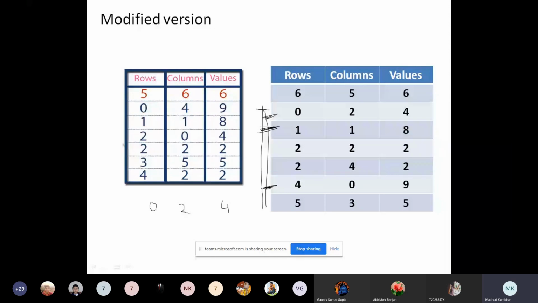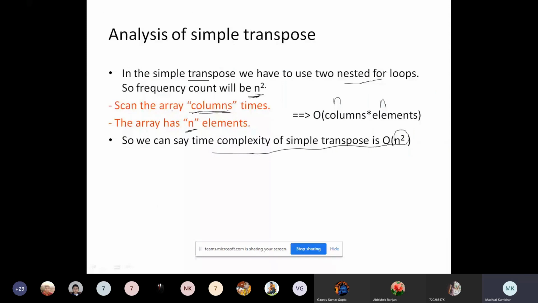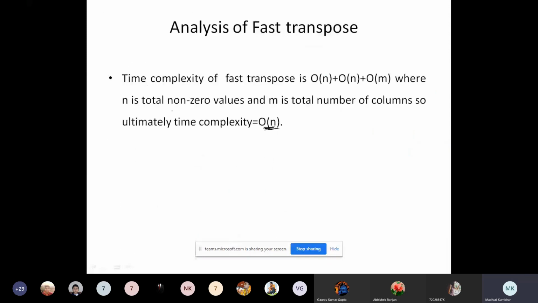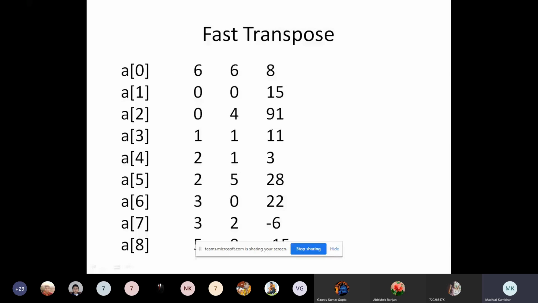So what I actually want to show over here, if you see, if I use a fast transpose instead of a normal or simple transpose, I am able to do that transpose with the time complexity of big O of n, not big O of n square. Clear? How can we do that? Shall we discuss now then?